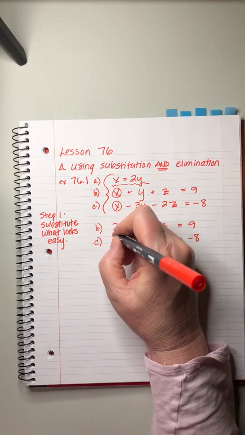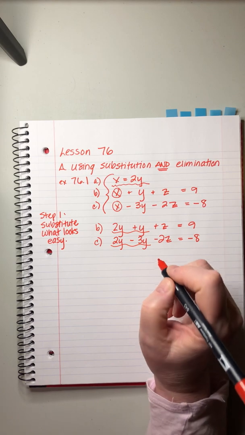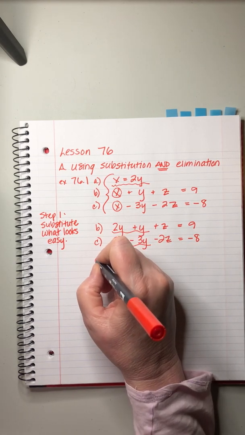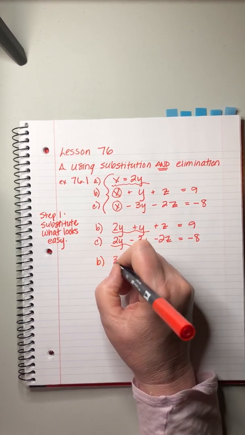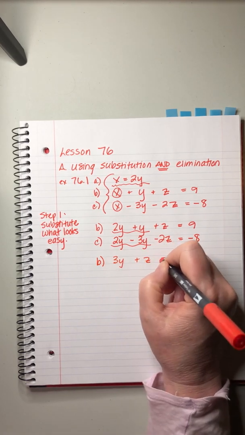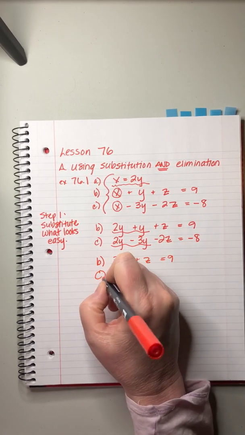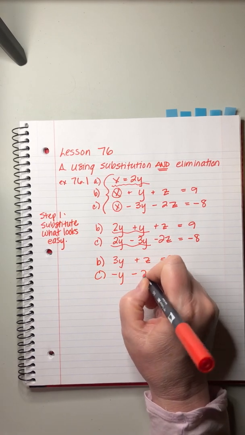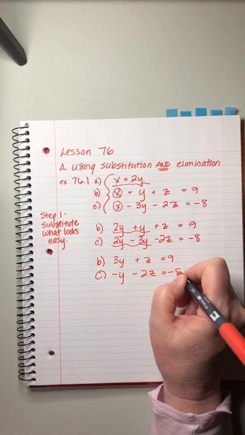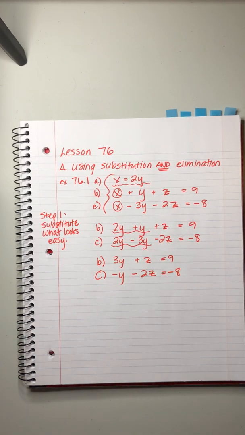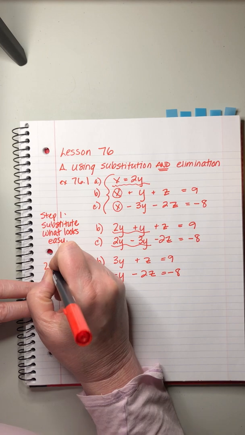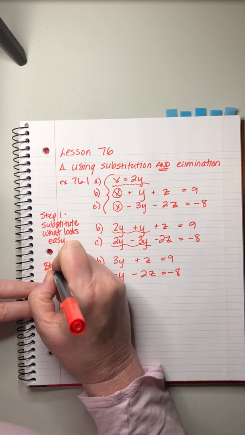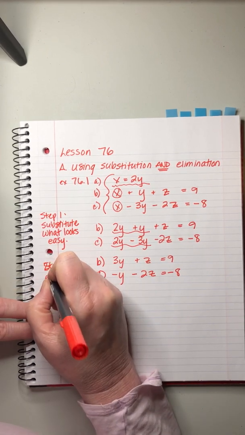Now I can clean these up one more time, and I will get another new B. This one will be 3y plus z equals 9, and this one will be minus y minus 2z equals minus 8. You with me? I like it. And now what we want to do, step 2, is eliminate.